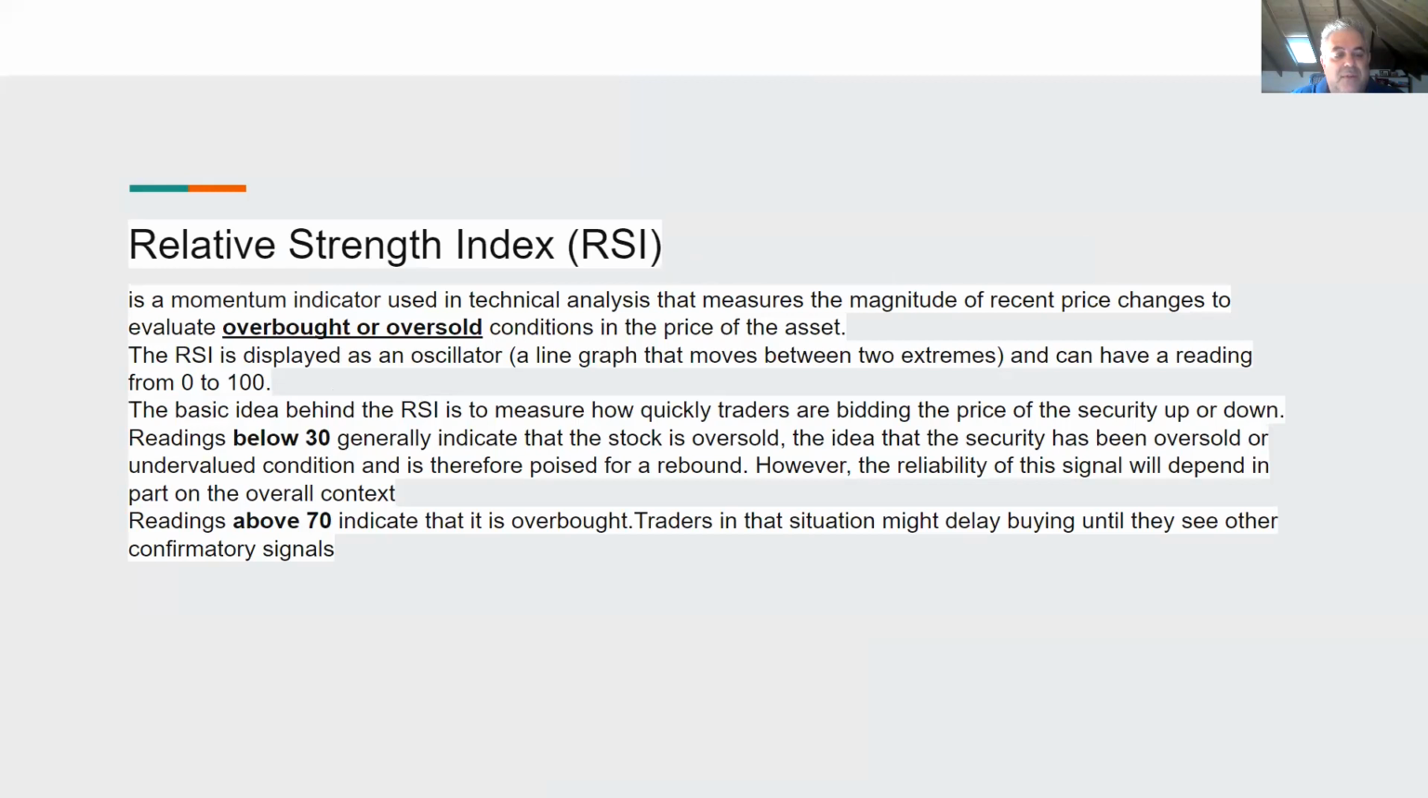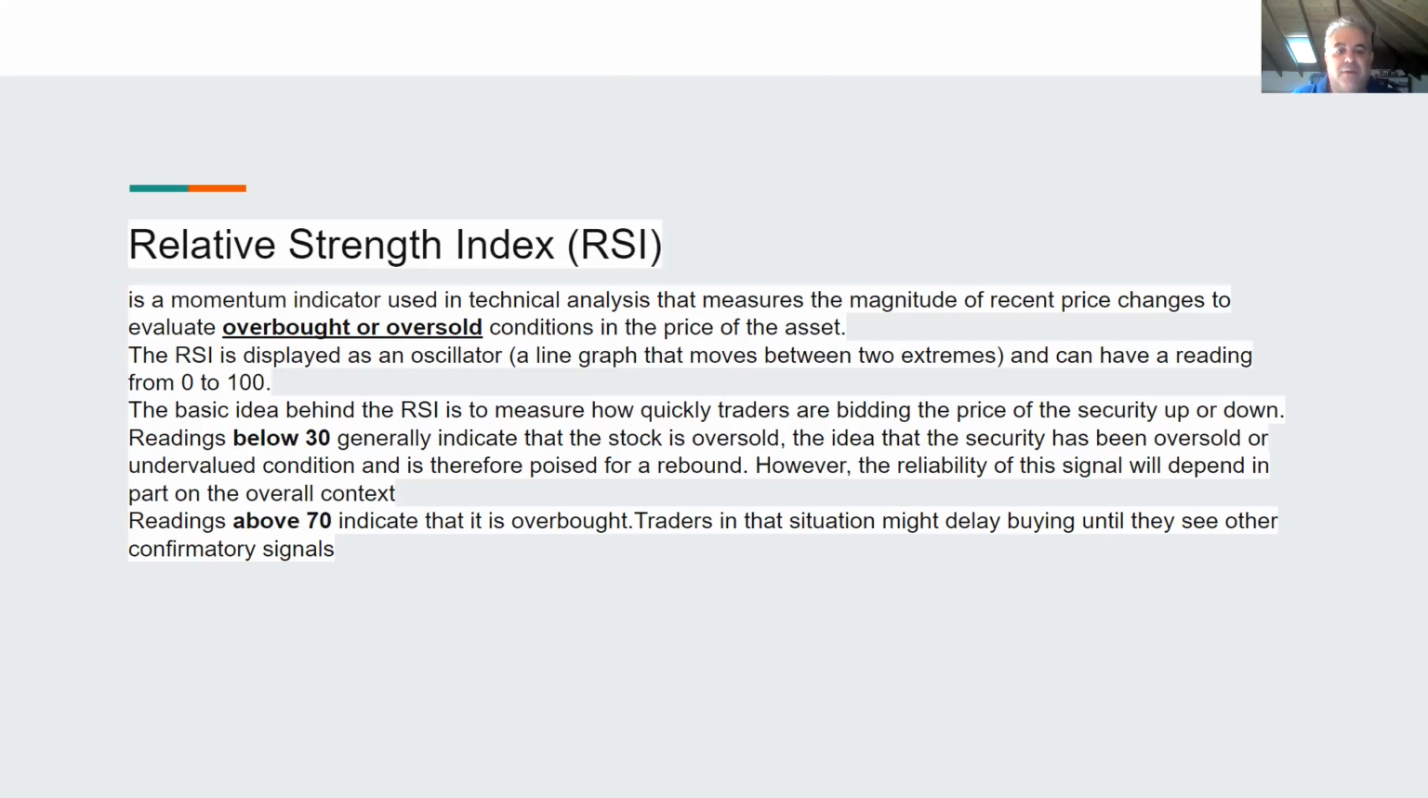So what is RSI? Well, RSI is the relative strength index. It is a momentum indicator used in technical analysis that measures the magnitude of recent price changes to evaluate overbought or oversold conditions in the price of an asset. The RSI is displayed as an oscillator. It's a line graph that moves between two extremes and can have a reading from 0 to 100.